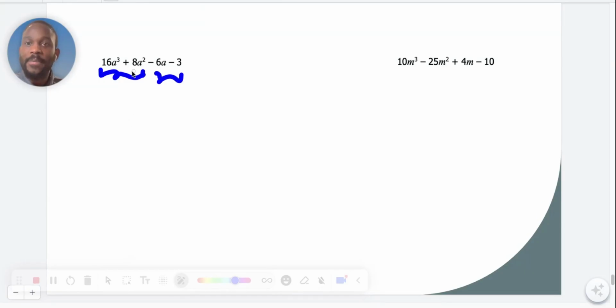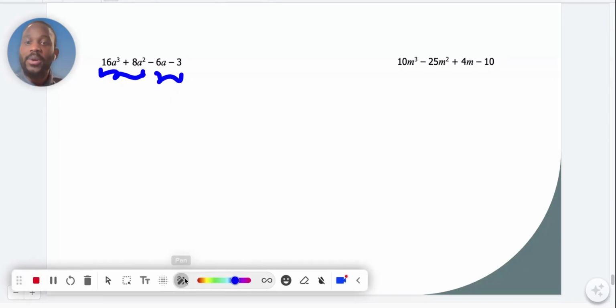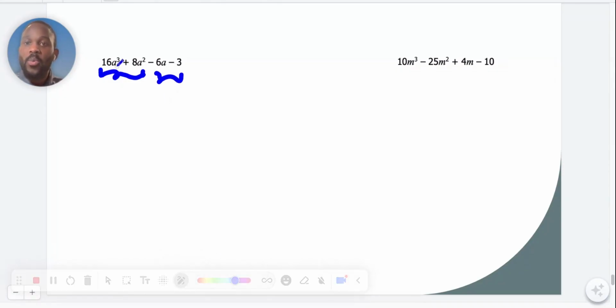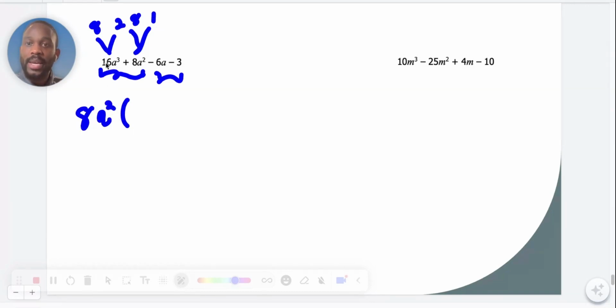alone. What I mean by that is if you're given 16a to the third plus 8a to the second, how would you factor that? And then if you're given minus 6a minus 3, how would you factor that? So looking at the first 2 terms, what is common? Looking at the constants, they already have factors. For example, 16 can be broken down into 8 times 2, and then 8 can be broken down into 8 times 1. So if I factor out 8a squared, what will I be left with? Here, I'll be left with 2a plus 1, right? So remember, if you distribute, this has to give you whatever you started with.